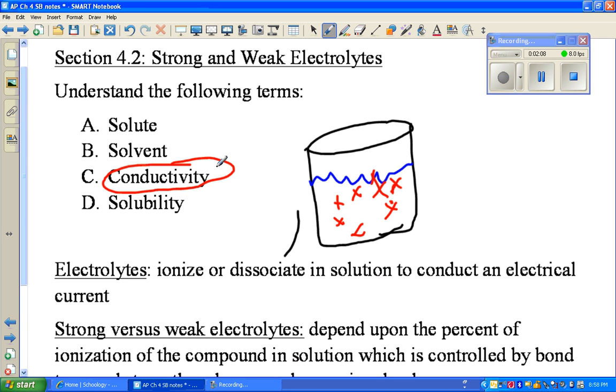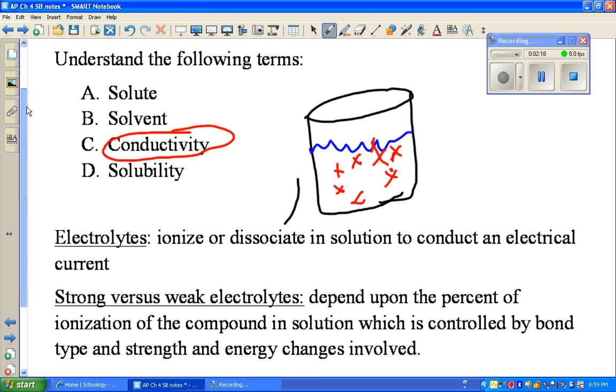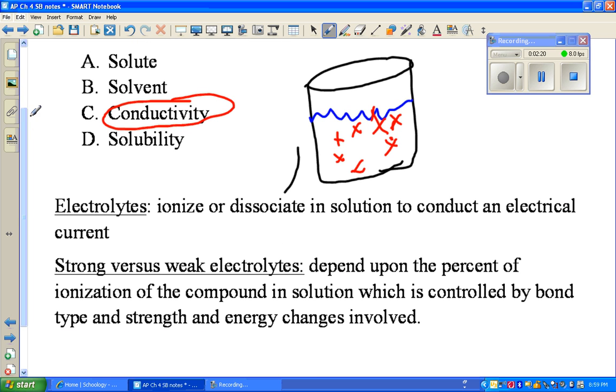There's a little bit about this in the diagram on the next page. But if a current can flow through here, if electrons can flow through, then you are obviously going to be able to conduct electricity. So electrolytes ionize or dissociate. When you think of ionize, it means that they break apart. So they are going to break apart in solution to conduct an electrical current.